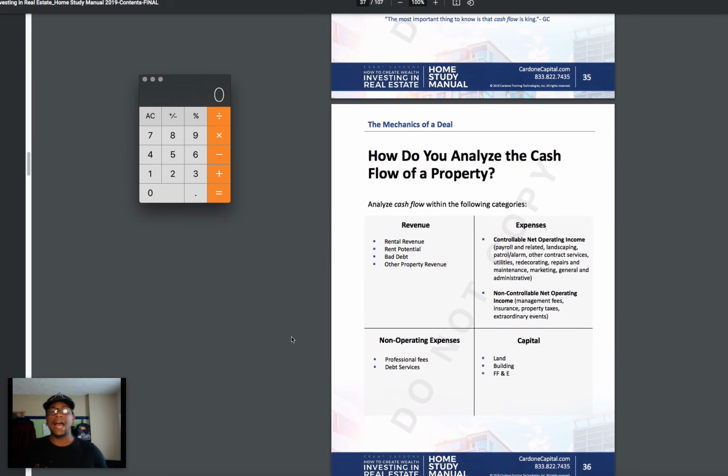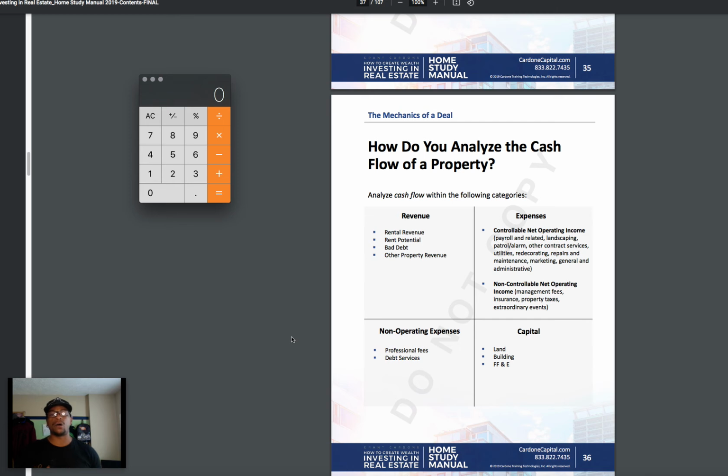All right, how do you analyze cash flow of a property? Analyze cash flow within the following categories, all right? So we have revenue, we have expenses, non-operating expenses, and then capital. Under revenue, we have the rental revenue, rent potential, bad debt, and other property revenue, all right? So these are a couple things that will start making you some money. Rental revenue, how much money you're getting in from your rent monthly, all right?